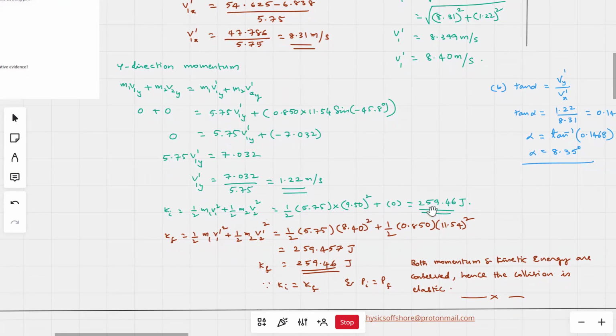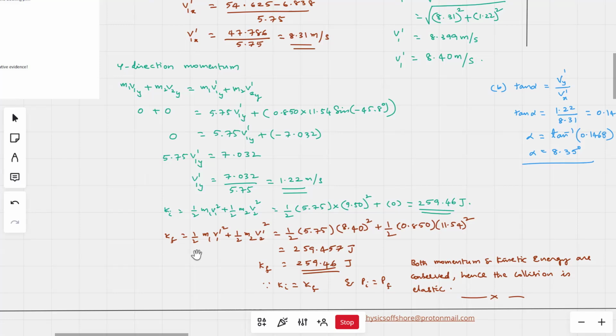So plug in the values here. We have v2 is equal to 0, because the second bowling pin is at rest initially. Therefore, we will not get any kinetic energy for the second ball. Only the first ball, the bowling ball, has the kinetic energy. That is 259.46 joules.